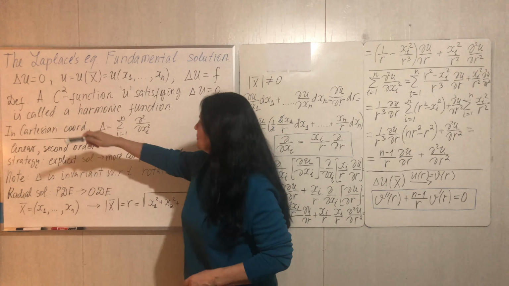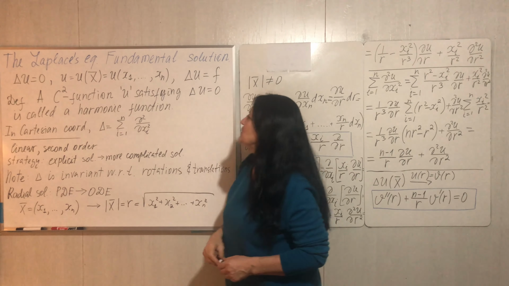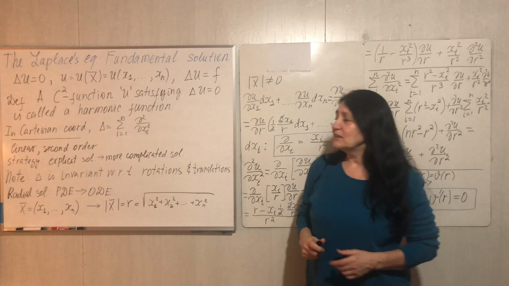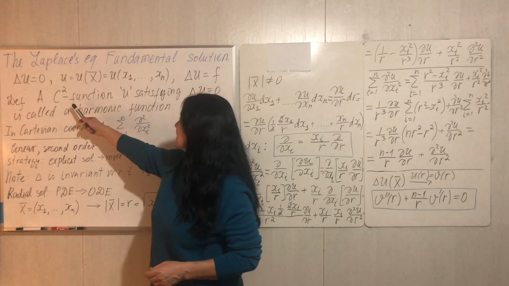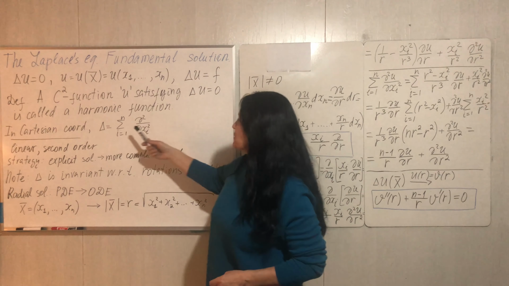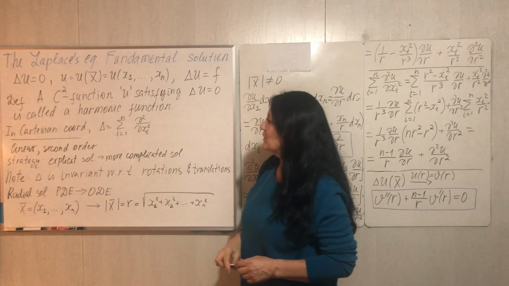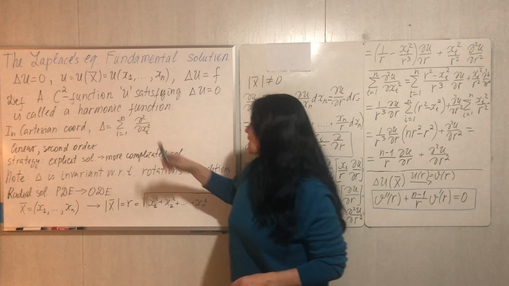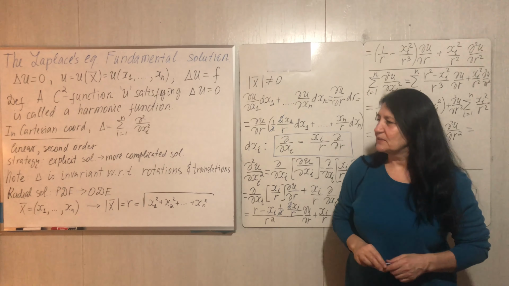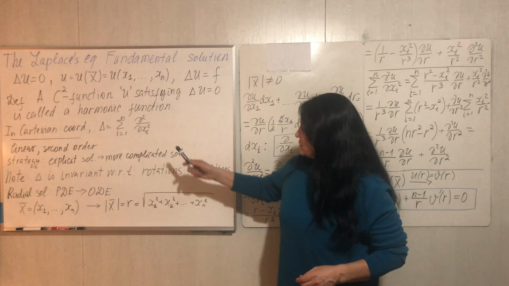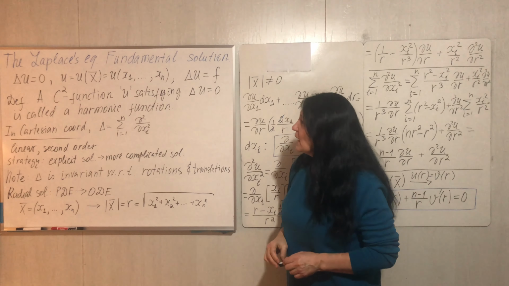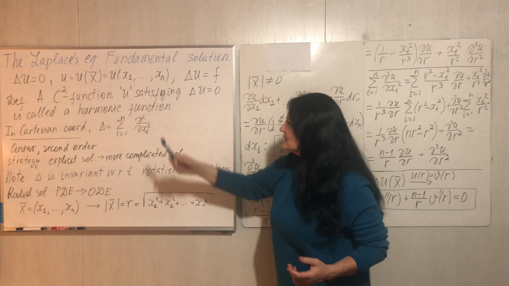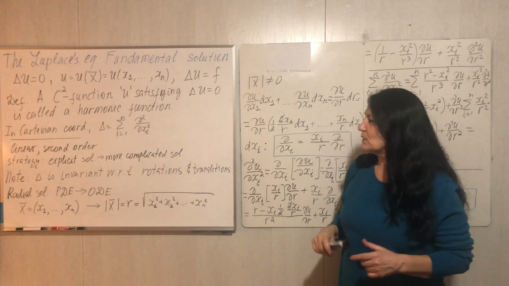Let me remind you of the definition: a C2 function, which is a function that has continuous derivatives up to the second order, satisfying the Laplace equation is called a harmonic function. In Cartesian coordinates, Laplace's operator can be written as the sum of second derivatives with respect to each component. It is obviously a linear, second order equation, a second order PDE.